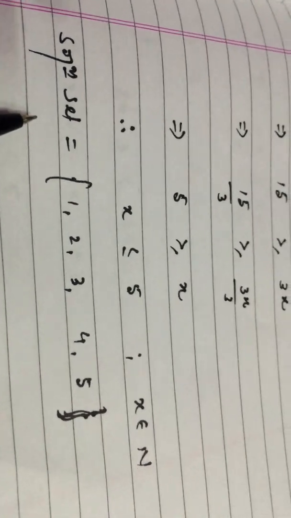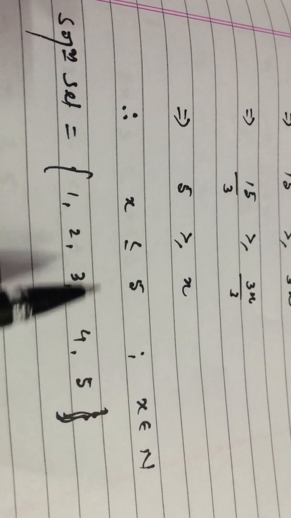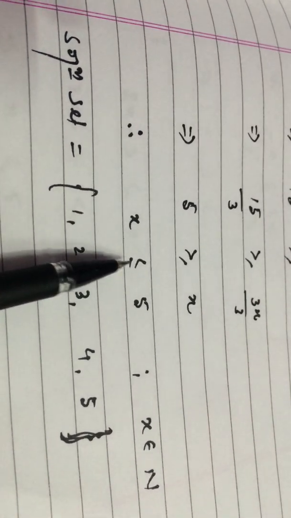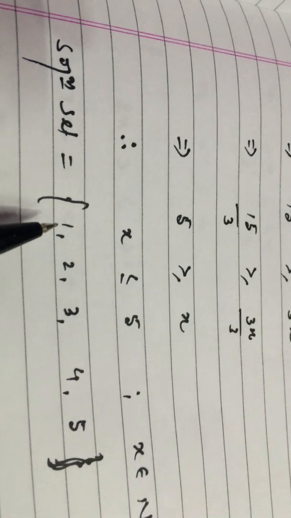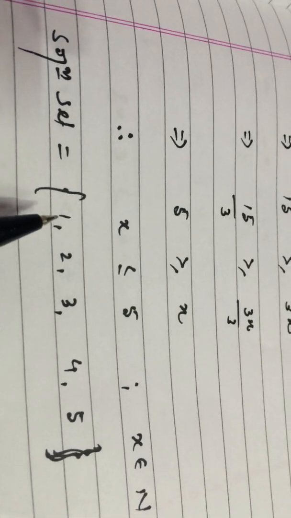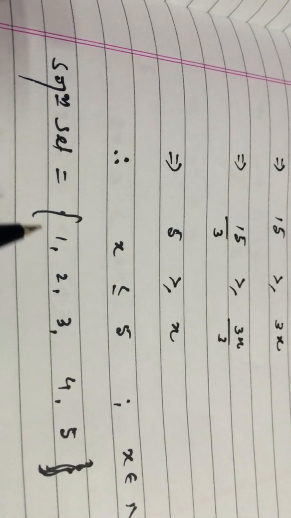Now see the solution set. X belongs to natural numbers, but the value of x should be less than or equal to 5. So the solution set will be the values of x less than or equal to 5. It means 5, 4, 3, 2, 1, because x belongs to natural numbers.